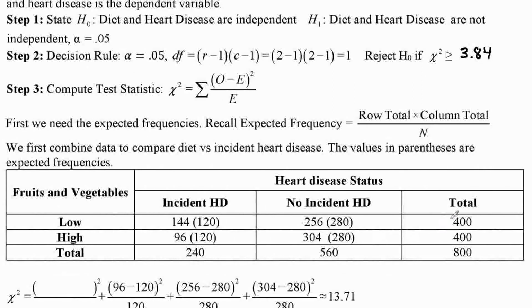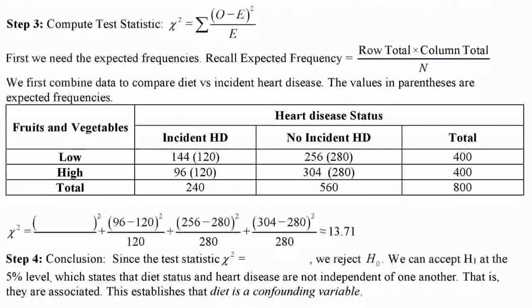I totaled the rows here, got row totals of 400, and I totaled my columns and got column totals of 240 and 560 respectively. So now I need to compute the expected frequencies. Those are the values that are in parentheses here. So how did I get those? Well, this 120 is row total times column total divided by grand total. My row total was 400, my column total is 240, my grand total is 800. So this was 400 times 240, and we are dividing by 800, and that gives you 120.